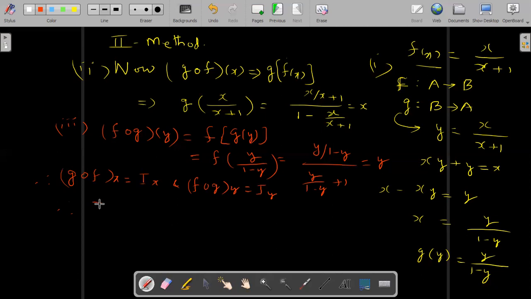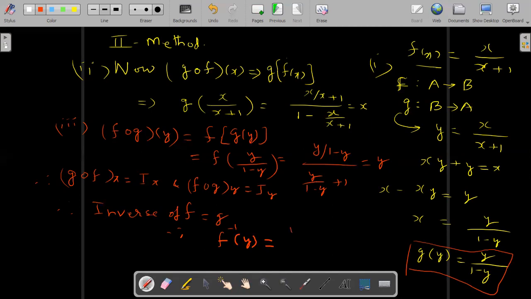Okay. So therefore, this is proof that the inverse exists. Inverse of g is f, and inverse of f is g. So therefore, inverse of f is g, and g is what? This is g. So this is the inverse of the function f. Therefore, we can say f inverse y is equal to y upon 1 minus y for all y belongs to real numbers minus 1. So this is the second method.